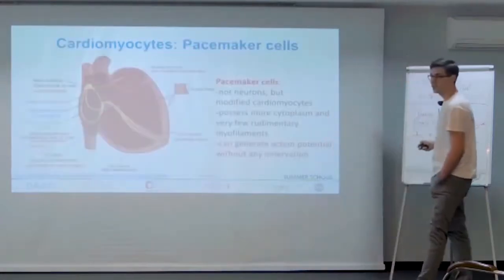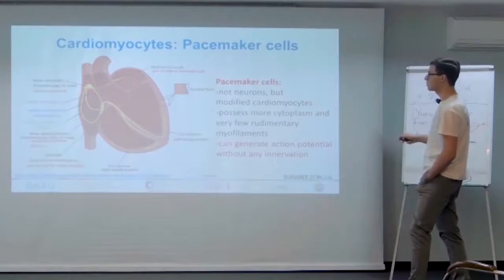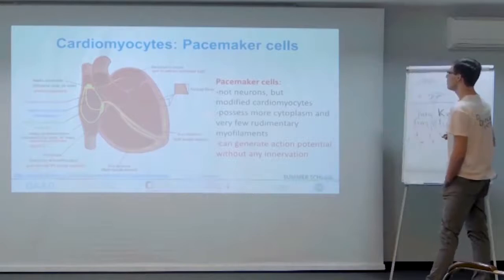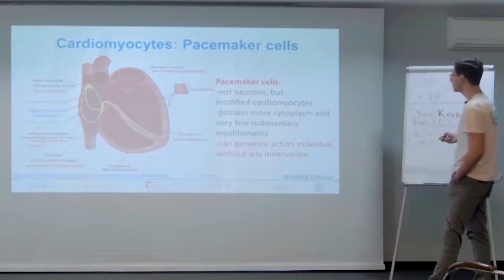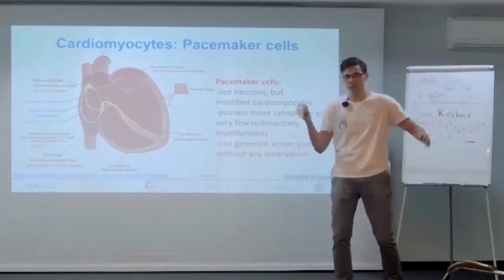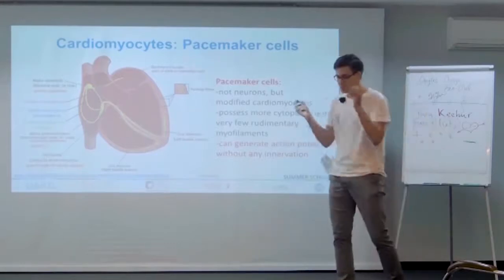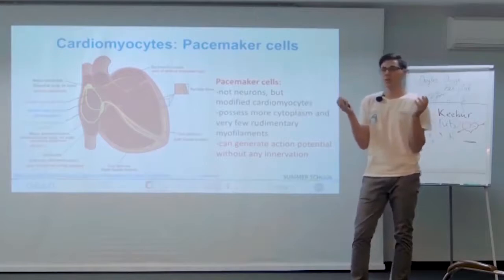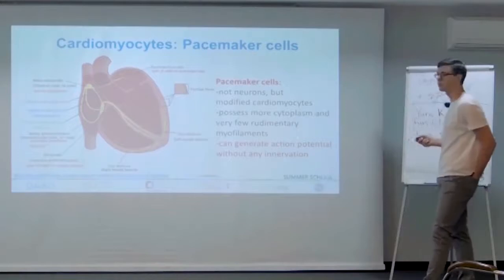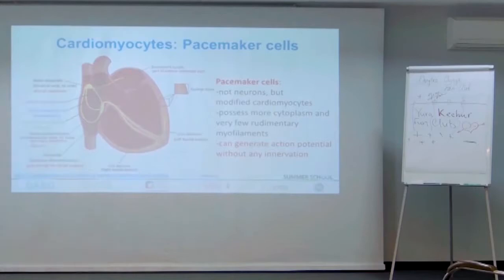The pacemaker cells aren't neurons, as I said, but modified cardiomyocytes. So the pacemaker cells and the actual contractile myocytes are both cardiomyocytes, but the pacemaker cells are modified. What does it mean? They possess more cytoplasm and very few rudimentary myofilaments. Because normally myocytes have a lot of myofilaments. Which myofilaments? Actin and myosin. If they have a lot of these myofilaments, they have less cytoplasm. In this case, we have very few rudimentary myofilaments and a lot of cytoplasm. So which cells in our body also have a lot of cytoplasm? You have a hint.